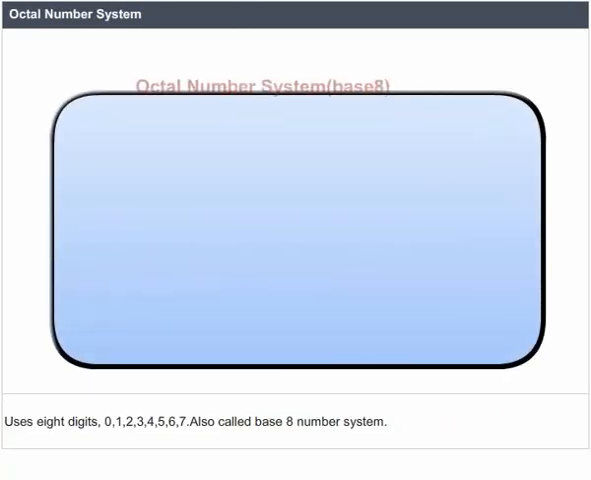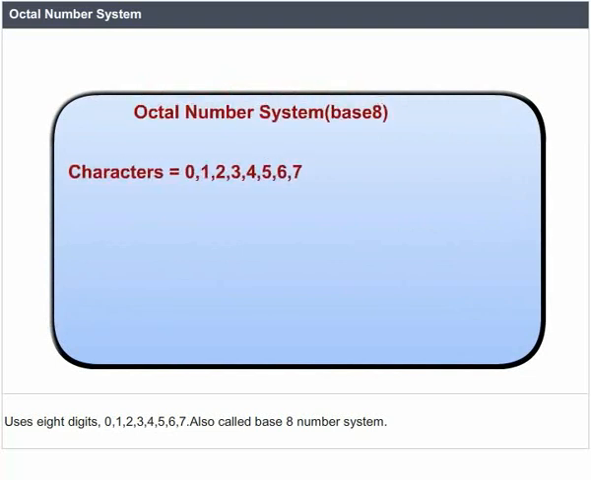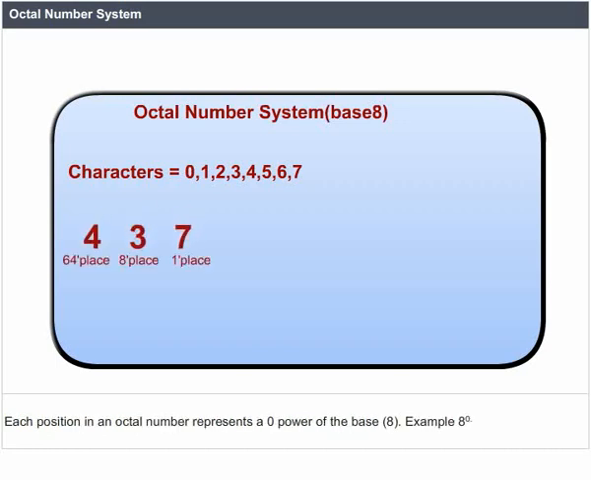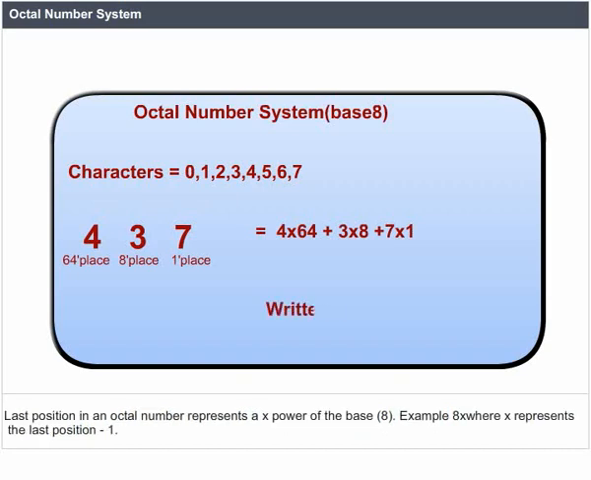Octal number system uses 8 digits: 0, 1, 2, 3, 4, 5, 6, 7. Also called base 8 number system. Each position in an octal number represents a power of the base 8. Example, 8 to the power 0. Last position in an octal number represents an x power of the base 8. Example, 8 to the power x, where x represents the last position minus 1.